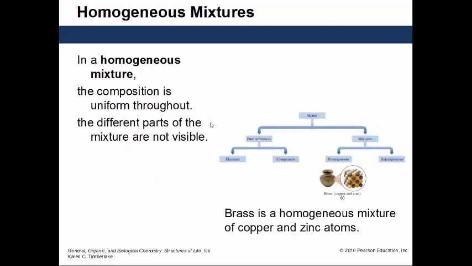All right, there are different types of mixtures. Homogeneous mixtures. Prefix homo means the same. So for this type of mixture, the composition is uniform throughout the entire mixture, and the different parts that make up this mixture are not visible. The example that's given here is brass. Brass is a combination of copper and zinc. So when you see this picture of a brass vase, all you see is brass. You don't see the zinc. You don't see the copper. You see what results from their combination together, which is brass.